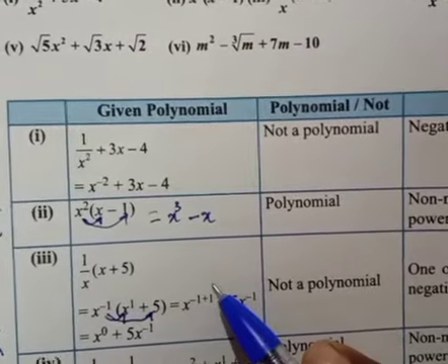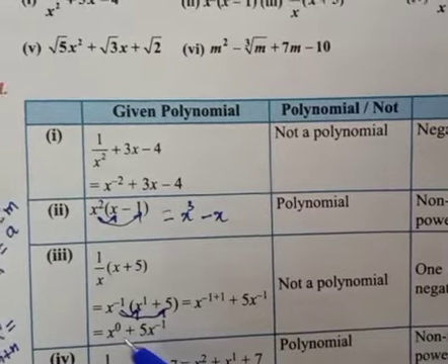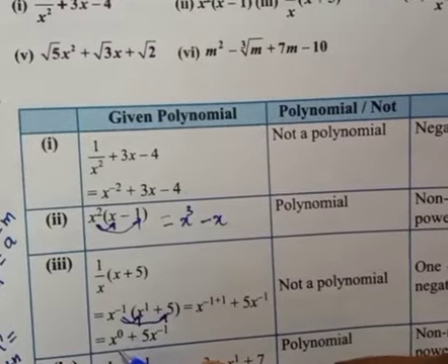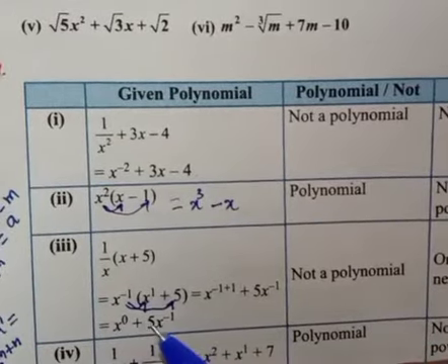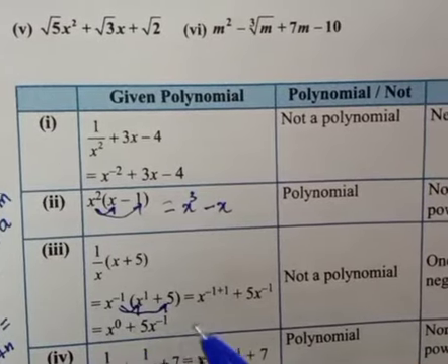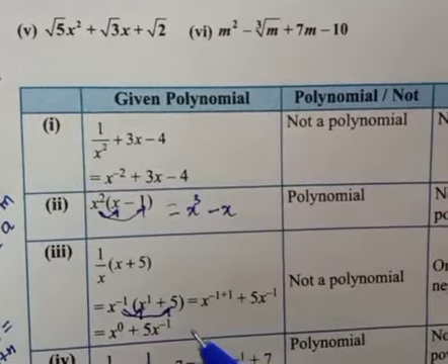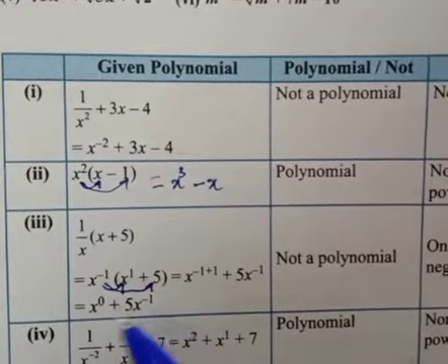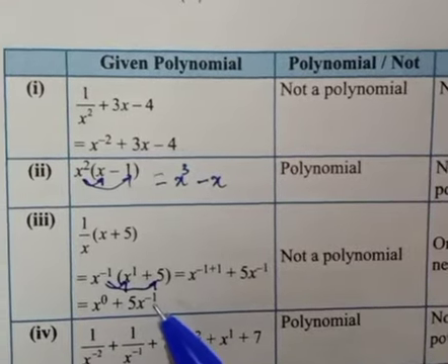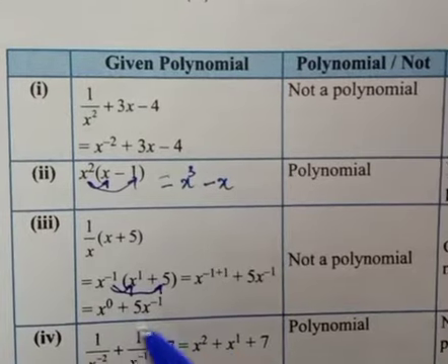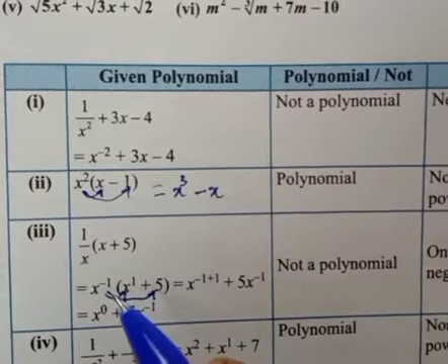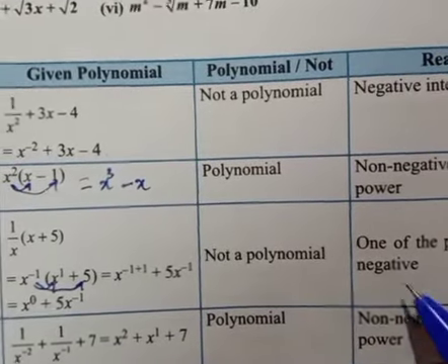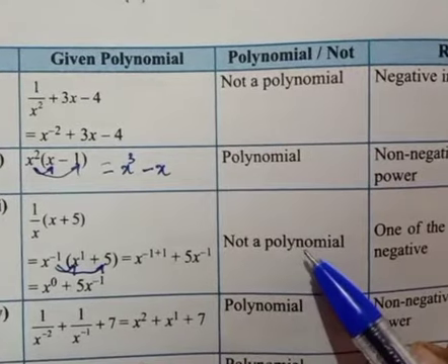So now x power 0. Anything power 0 is 1, you know well. For a polynomial expression, you need not write this value. Just write it as an expression. Okay. So that is x power 0 plus 5 into x power minus 1. Now you have to check whether it is a polynomial. Yes? No. Why? Because this polynomial has one negative power. So it is not a polynomial. What is the reason? One of the powers of x is negative. So it is not a polynomial.